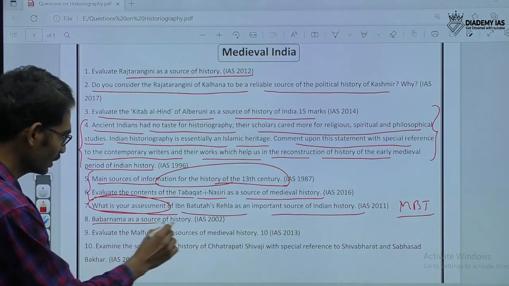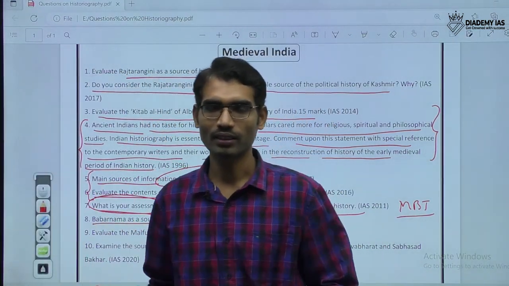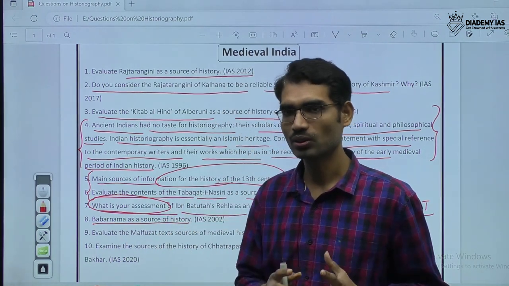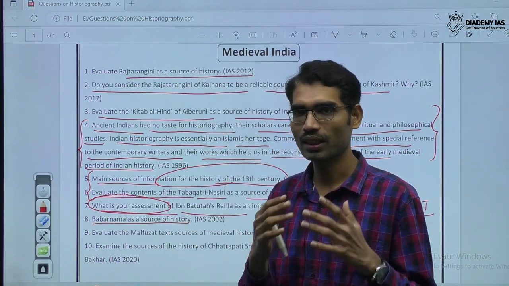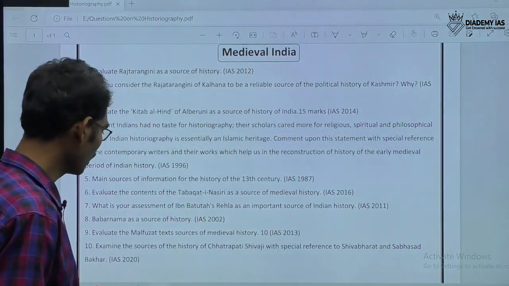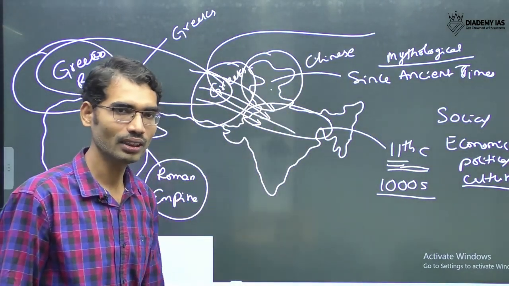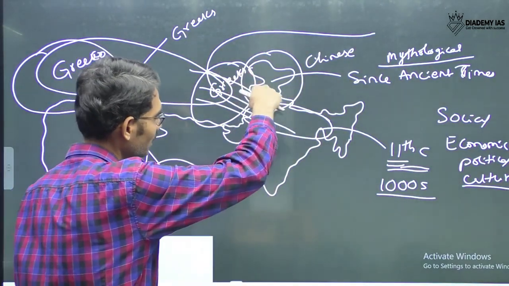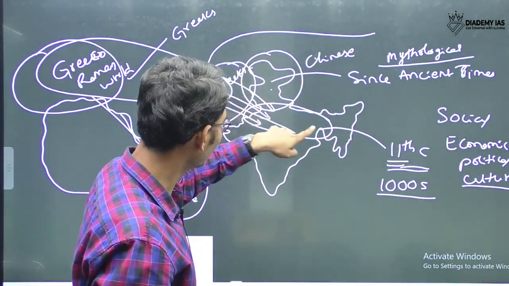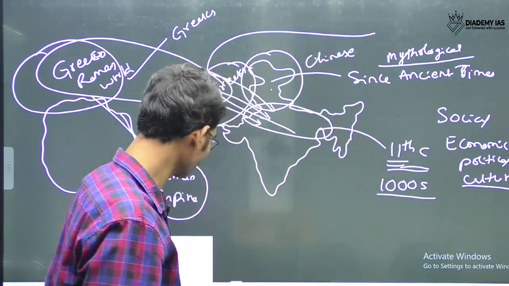Babarnama as a source of history. When Mughals came, Babur himself was an author. His autobiography, Babarnama, is an important and very critical source to understand the conditions of the Gangetic Valley and also the general conditions of India when Babur arrived in India. He wrote his book in Tuzuk-i-Babri. Here he observed different social, economic, political conditions of his time period.